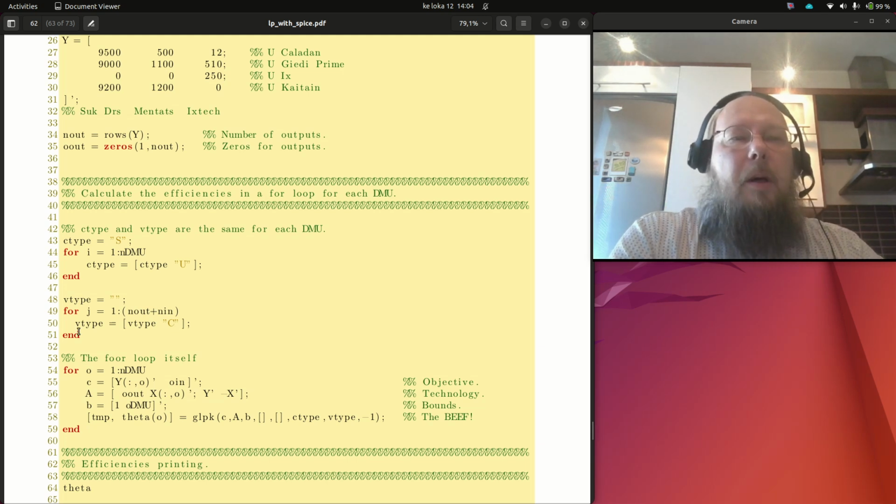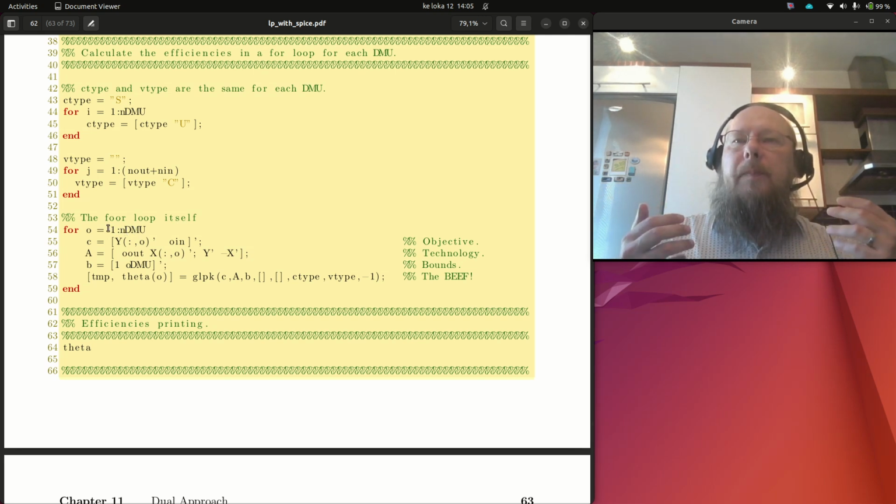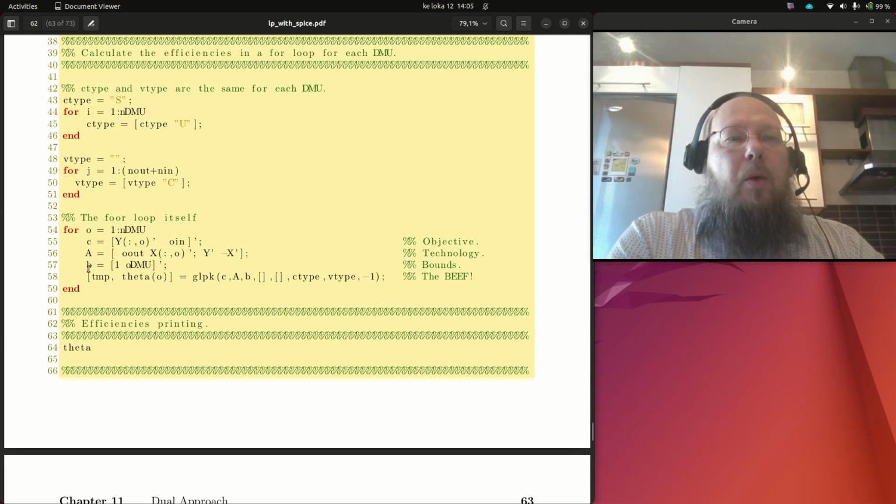So these I think were relatively easy, not too complicated, but then there is something that is very complicated. Here in the for loop, o goes from 1 to NDMU. So o is now the DMU under consideration. I have to solve NDMU different LPs, and in the loop we solve LP number o.